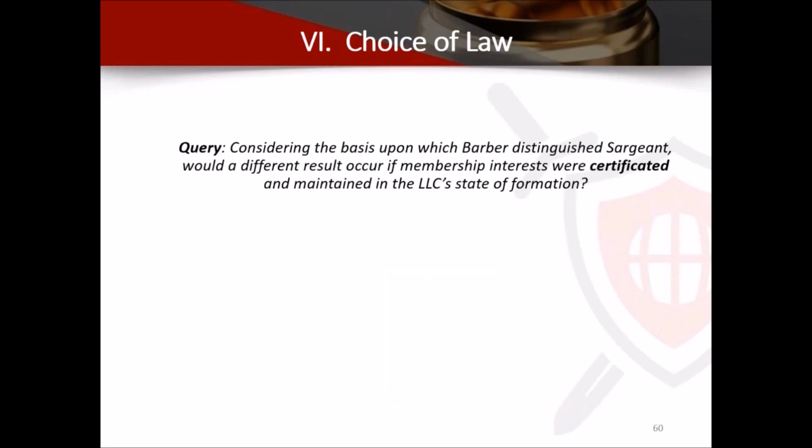And then you have a situation here with Sargent we want to mention because it became law a couple years ago. If you certificate an LLC and you move the certificates to a different jurisdiction, in Florida, the appellate law says you've got to go to that jurisdiction to collect. You can't get the asset unless you go to that jurisdiction. It's very powerful.